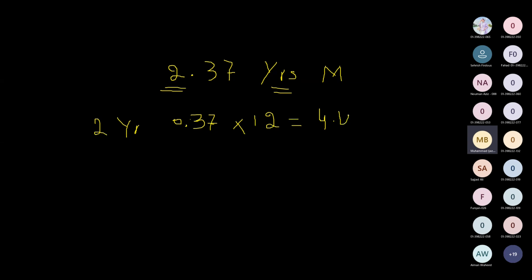Now, if I ask you, 4 complete months are there, but this 0.44 is indicating what? Days. Some days of the fifth month. So, how many days are there in 1 month? 0.44 multiplied by 30, right? That's it.